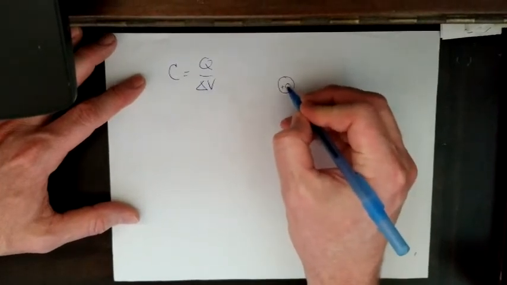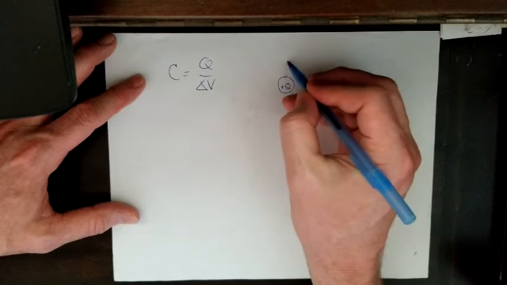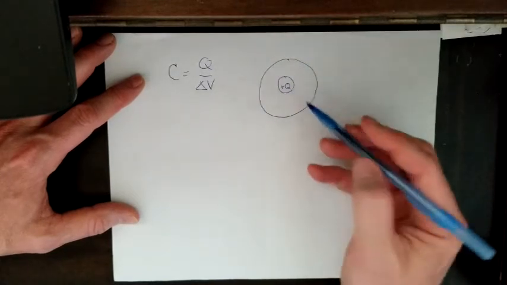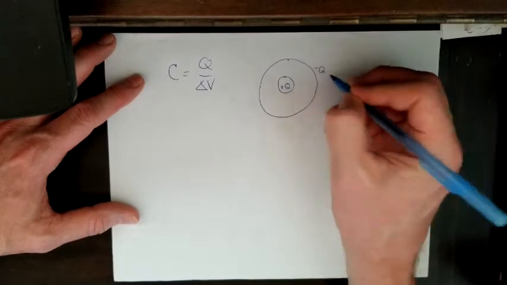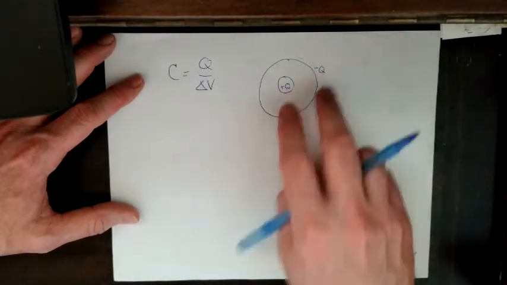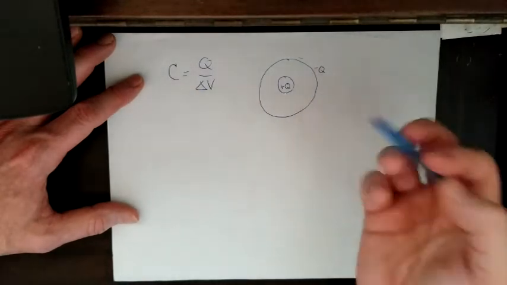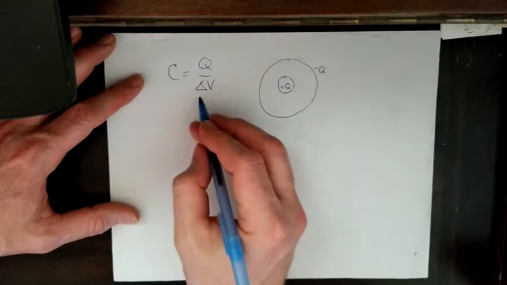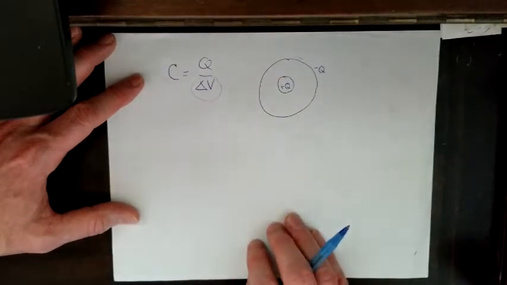I have a conductor right here with some positive charge. It doesn't matter if it's solid or hollow because it'll all be on the outer surface. And then I have a negative charge on this one right here. The charges still need to be of opposite signs and equal in magnitude. And the trick is trying to figure out what delta V is.